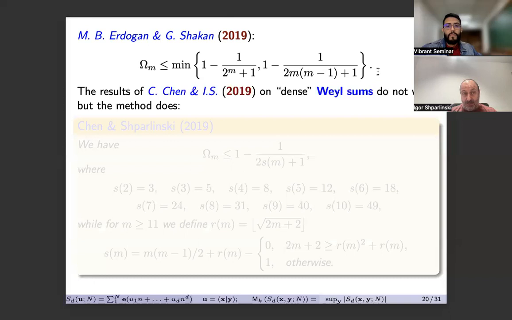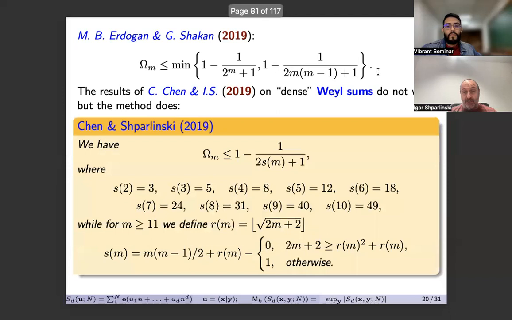Our results do not apply as they are, but we managed to adjust the method. And what we obtained was the following estimate. So, we proved that omega sub m doesn't exceed one. Of course, it must be one minus something, otherwise everything is trivial. Divided by one, minus one divided by two S_m plus one, where S_m depends on some mean value theorems for binomials, not on the Vinogradov's mean value theorem, but for some modifications of it.